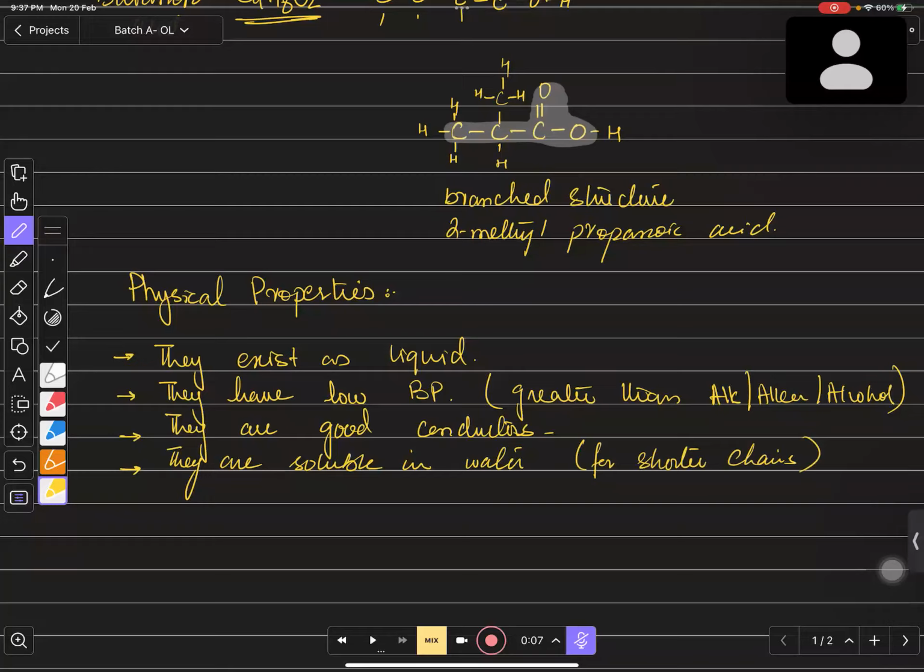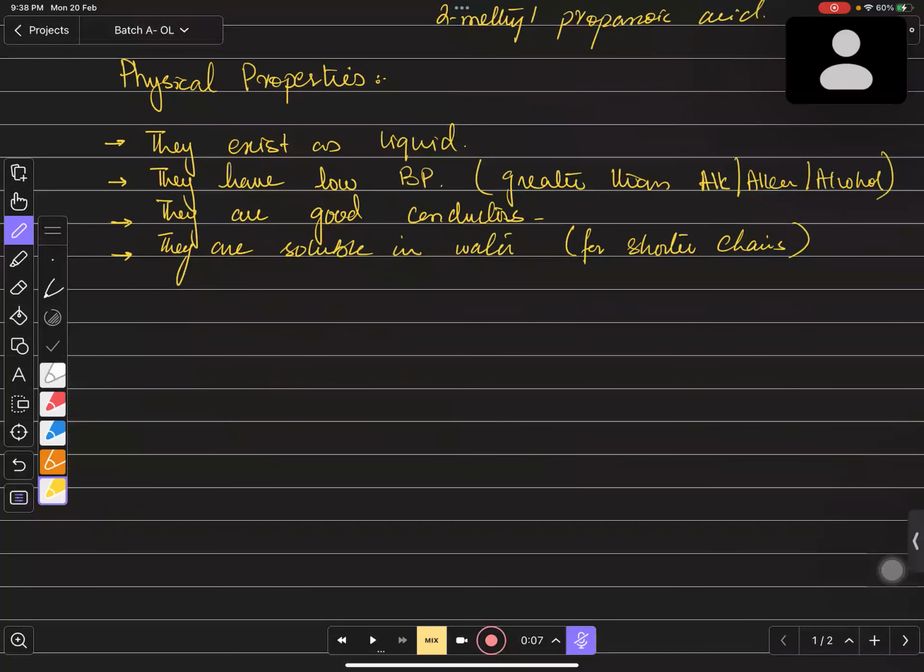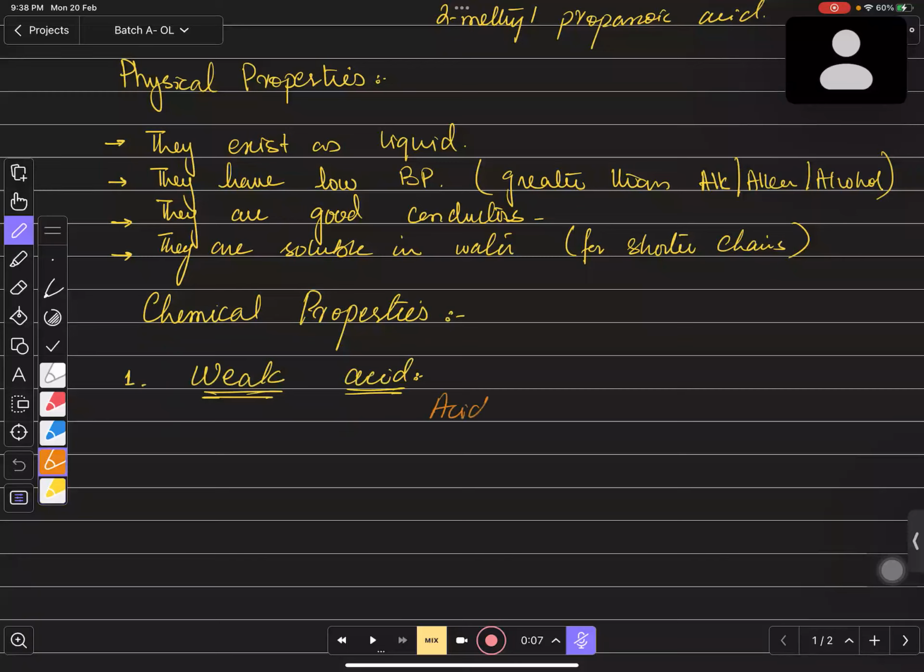Yes, sir. Okay, so let's move on towards the next thing, which is chemical properties. Chemical properties of carboxylic acid. If you talk about chemical properties of carboxylic acid, children, the first one that you need to talk about is that they are weak acids. You need to remember this, that they are weak acids, and you need to know the definition of acid and weak acid. You can say that acids that dissociate partially are termed as weak acids.